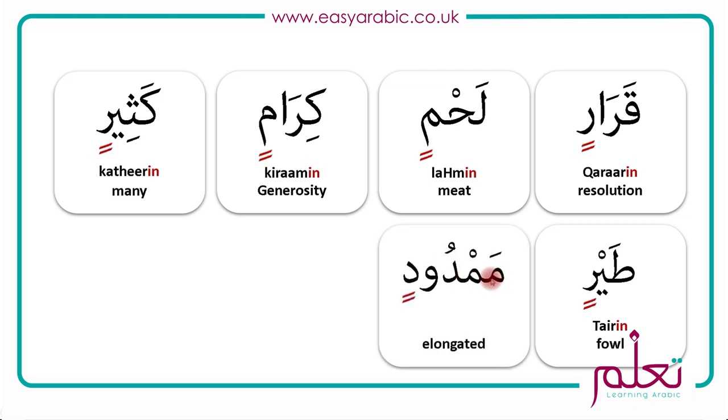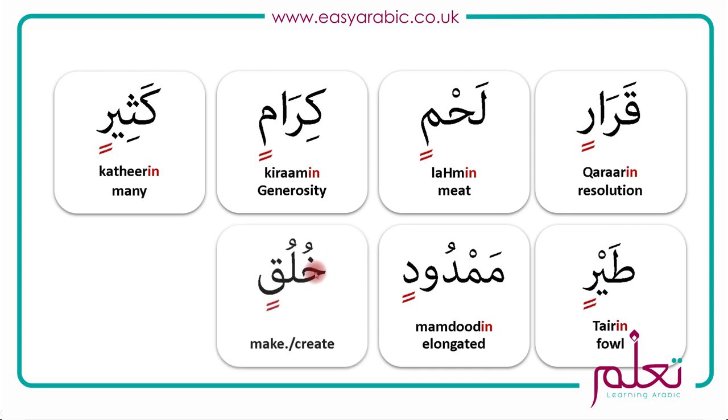Next one is mim with the fatha is ma, mim again with the sukun creates one sound, mam, and dal with the dhamma is mamdu, and the waw extends this, mamdu, and the dal kasratain, mamdudin. Next one is kha with the dhamma, khu, la with the dhamma, lu, khulu, qaf with the kasratain, khulukin.